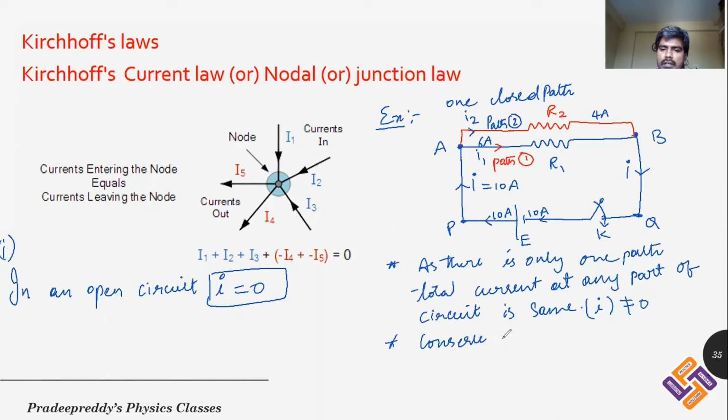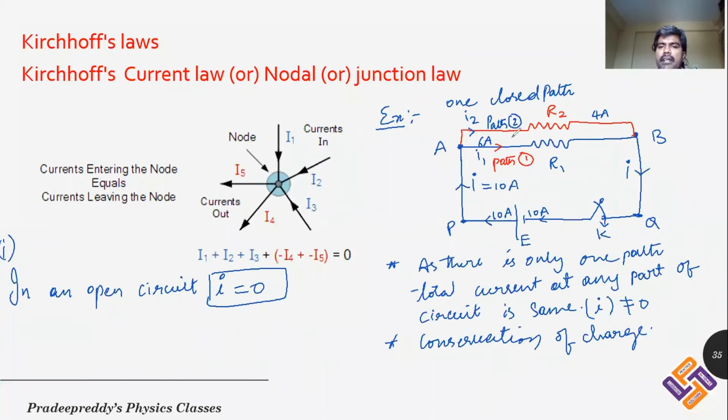Conservation of charge. You cannot produce or destroy charge. It can be transferred from one part to another part. What is the rate of charge flow? Rate of charge flow is called current. Therefore, conservation of charge is obeyed in this case.